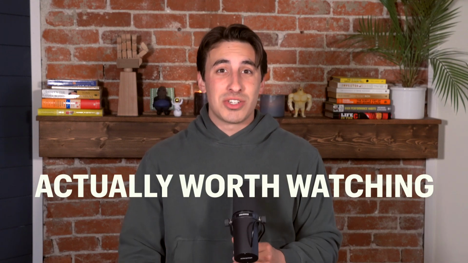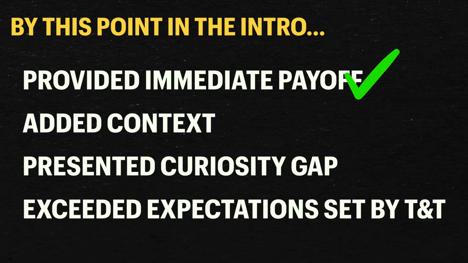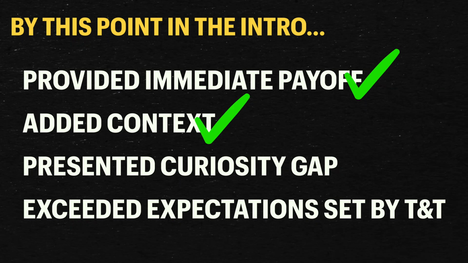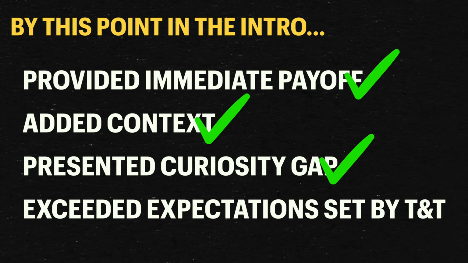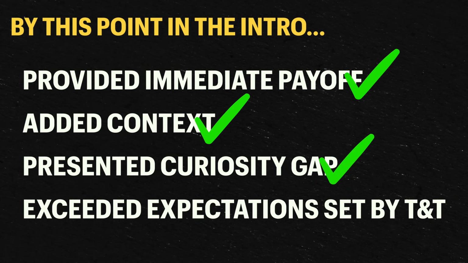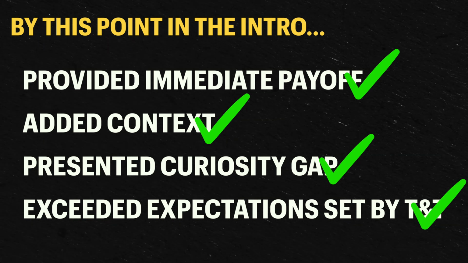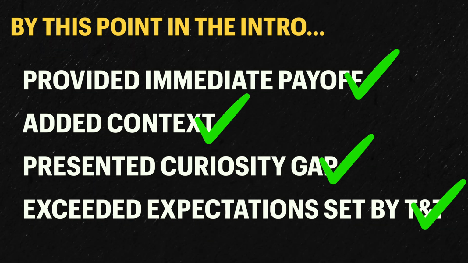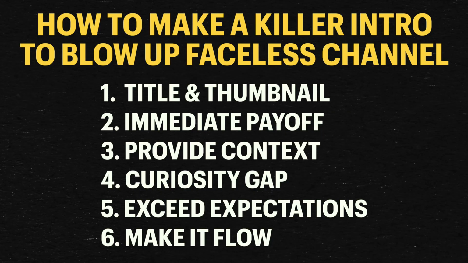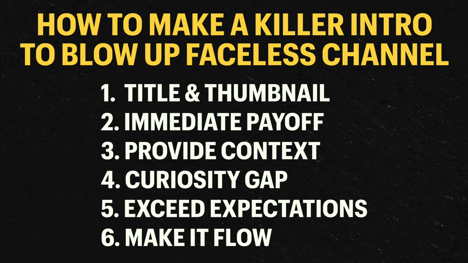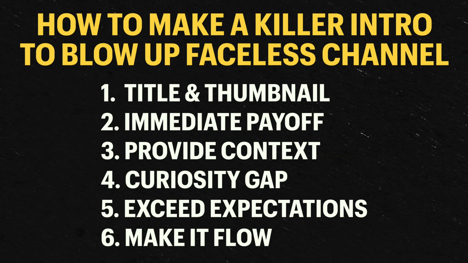But what's most important is that your viewer knows that you put a lot of effort into creating something that's actually worth watching. So by now we've provided an immediate payoff to the audience, added context so the viewer understands what's going on in the video, presented a curiosity gap to keep the viewer watching, and we've exceeded the expectations set from the title and thumbnail. And these are all of the components that make up a perfect video intro. But just including them isn't enough. It's how you make them flow from one to the next within your video intro that keeps your viewer engaged and gives your video the potential to go viral.